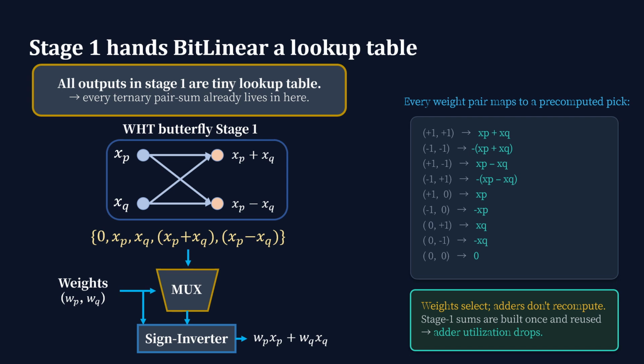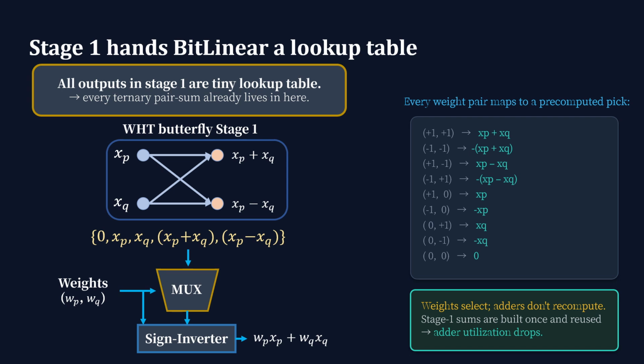But there's another observation. Take just the first butterfly stage: it already produces xp plus xq and xp minus xq. Together with the original input, those values form a tiny lookup table, and every possible ternary pair sum is already one of them, possibly with a sign inversion. So in the BitLinear layer, the weights never drive an adder. They simply multiplex-select the right pre-computed term. We run stage 1 once, and the remaining butterfly stages finish the reduction as the adder tree. There is the real reuse.